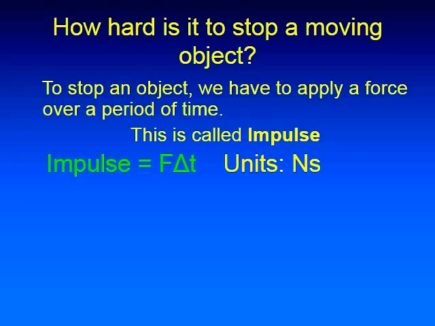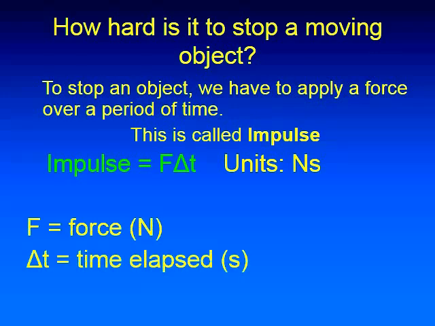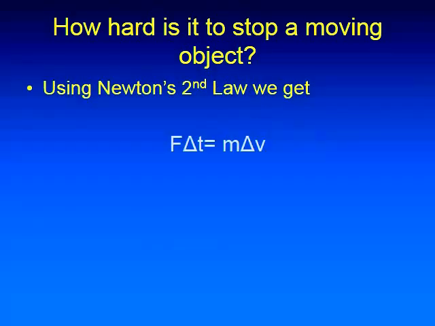And because time and force are scalar, impulse is a scalar quantity. It doesn't have a direction per se, just a size. Okay, so reiterating, F is for force in newtons and delta T is for time elapsed in seconds.